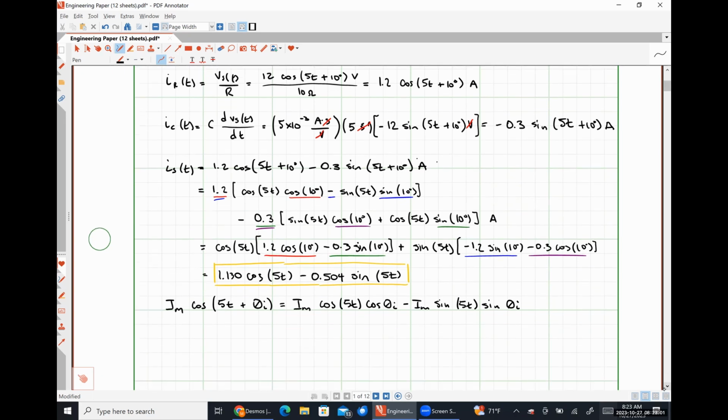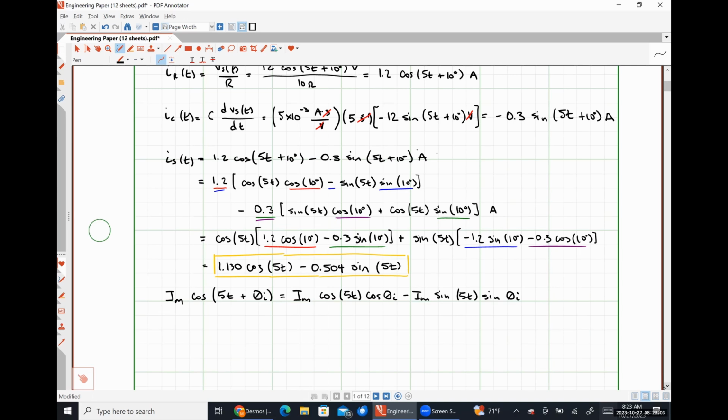From this realization, I can see that 1.130 must equal I_m times the cosine of theta_I, and 0.504 must be equal to I_m times the sine of theta_I.